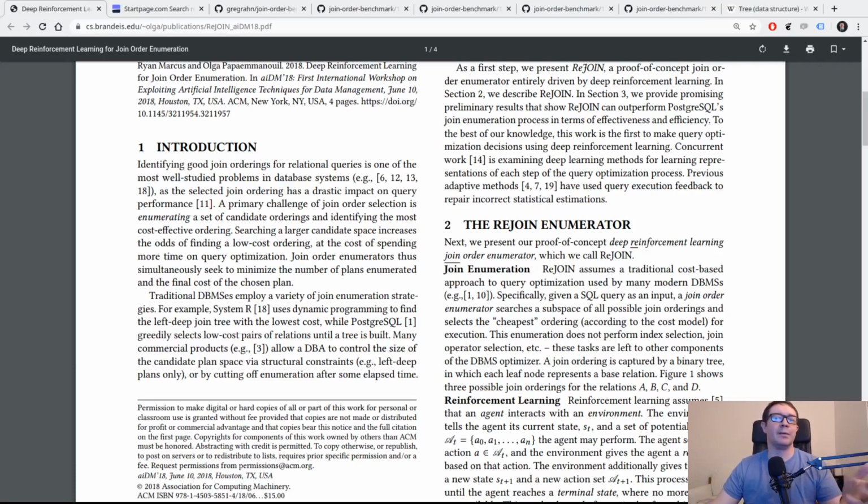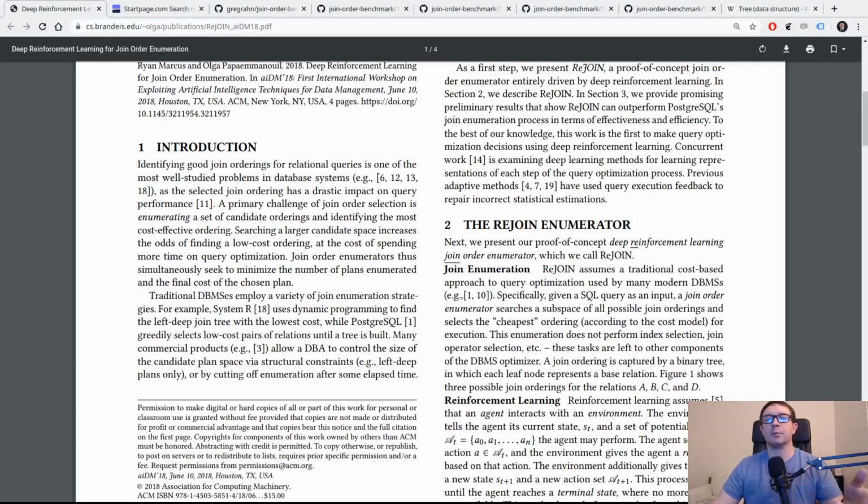Traditional DBMS, I guess that stands for Database Management Systems, employ a variety of joint enumeration strategies. For example, System R uses dynamic programming to find the left deep join tree with the lowest cost. Not entirely certain what that means, honestly, while PostgreSQL greedily selects low-cost pairs of relations until a tree is built. Now, that's what they're trying to beat, the PostgreSQL optimization.